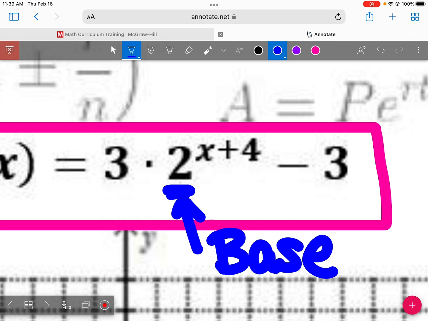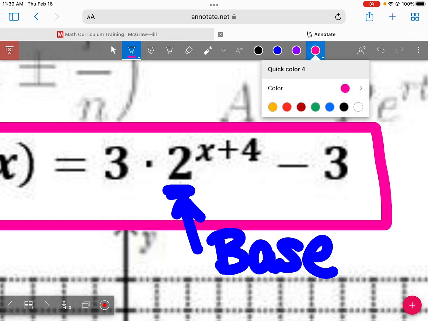Is the base of the transformation different from the base of the parent? No. It's the same base. Base of 2 right here, base of 2 right here. I'm only describing things that are different from the parent. So since they have the same base, I do not describe any transformations there. So far, so good? Also, the base is not A, it's not H, it's not K.